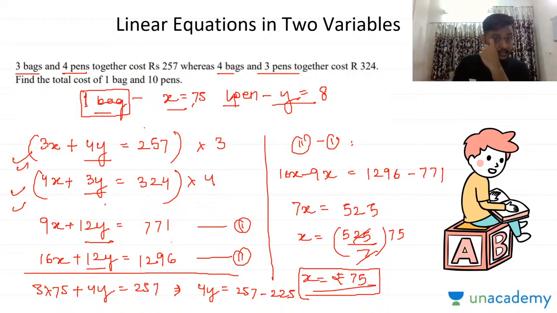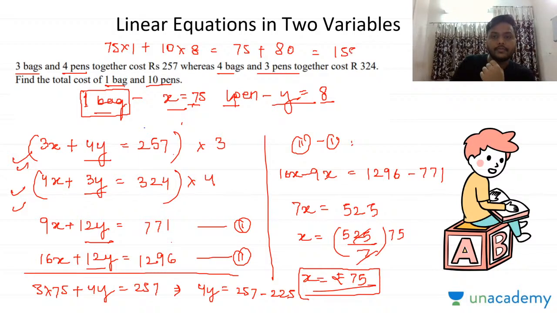Now if you see, guys, you have the cost of one pen as x, but you want to find the cost of one bag. That will be 75 into 1 plus the cost of 10 pens. The cost of one pen is 8, so the cost of 10 pens will be 10 into 8, and hence your answer will be 75 plus 80, that is going to be 155. So this is your correct answer.